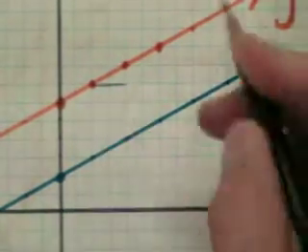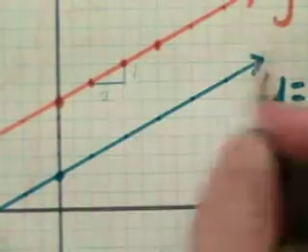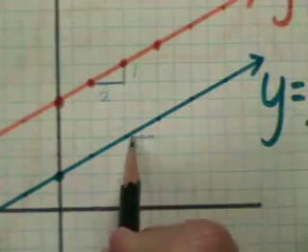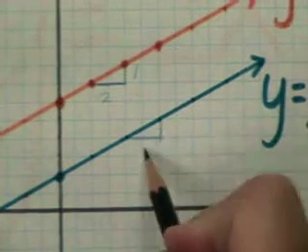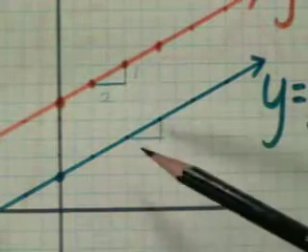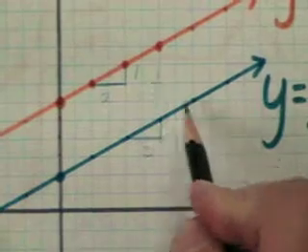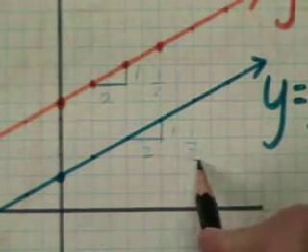If I make a slope triangle here on this one, it's going to go over 2 and up 1. Well, what does this one do? Well, it seems to go over 2 and up 1. If two lines are parallel, they have the same rise over run. In this case, the rise over run is a half. In this case, it's a half.